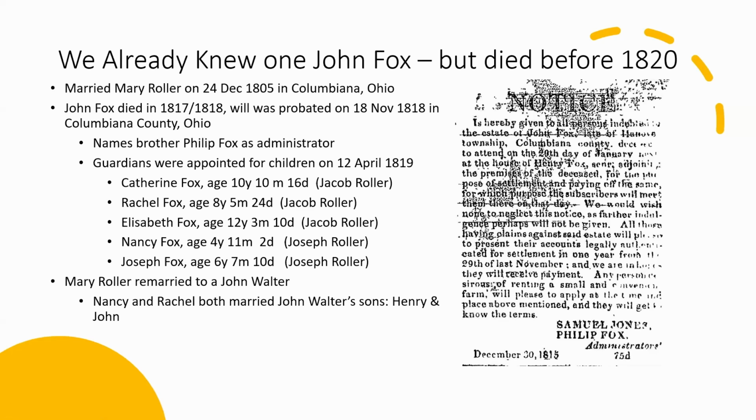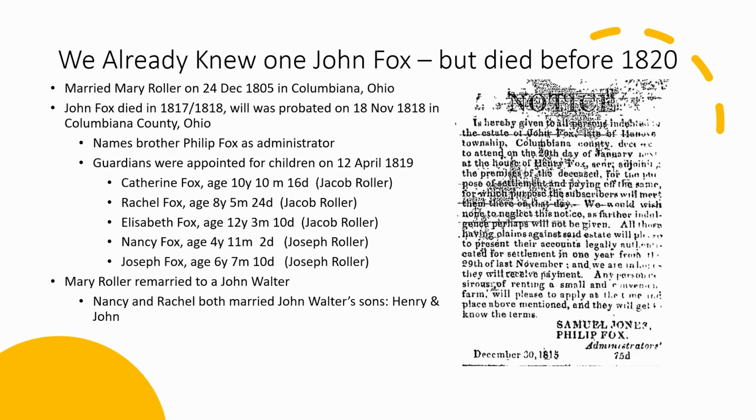He had married a Mary Roller in 1805 in Columbiana. He died in 1818, and his will was fully probated in the courthouse, and we were able to find that will. He named his brother Philip Fox as the administrator. That is why we got this will. Philip Fox is a direct descendant of mine. Guardians were appointed for his 5 children, and you can see that the individuals who were appointed were Rollers. They are brothers of Mary. Mary then remarried, and her daughters Nancy and Rachel actually married 2 of John Walter's sons. So you can imagine trying to sort that out.